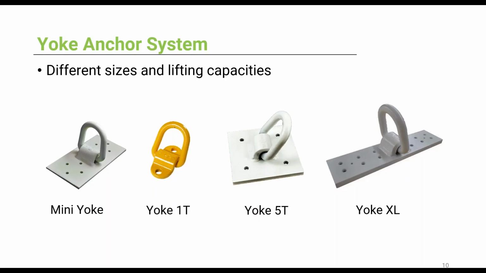The anchors come in different sizes for different capacities. There are a total of 4 systems that can lift most timber elements. For example, the mini yoke is optimized to lift structural insulated panels and prefabricated I-joist floors.